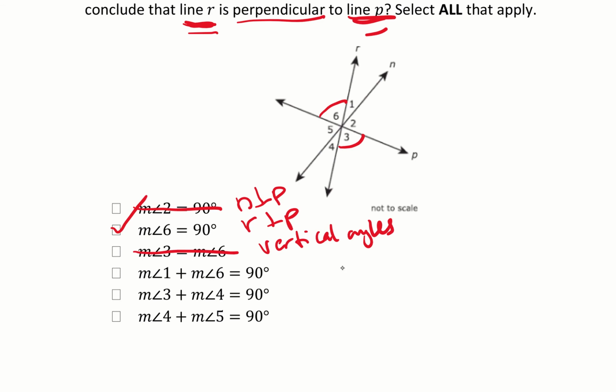So that tells you nothing about perpendicularity, so that's not true. Angle 1 plus angle 6 equals 90. So basically this plus this is 90. What does that tell us? Well, that tells us that N is 90 degrees to P.